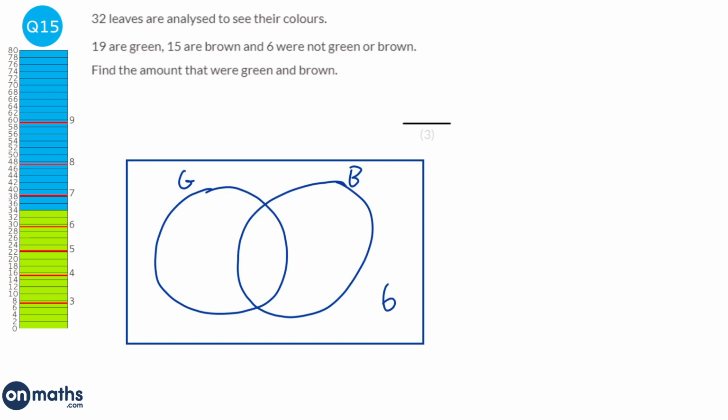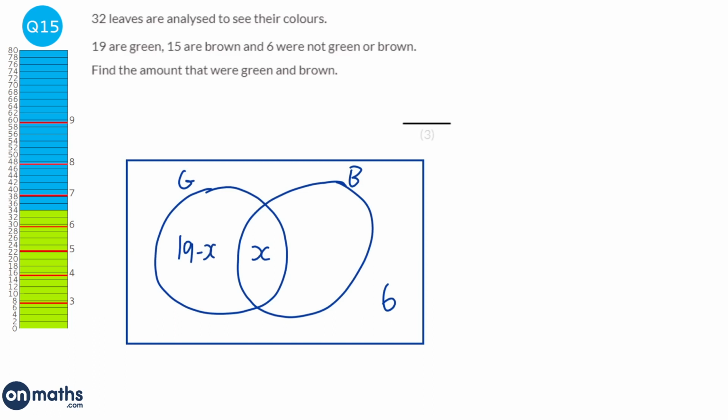We're told that 19 are green, but we don't know which, either they're in here or a bit of both. So what we can do is we can label the center X, and we can say that there are 19 take away X just green, because they could have been both green and brown.